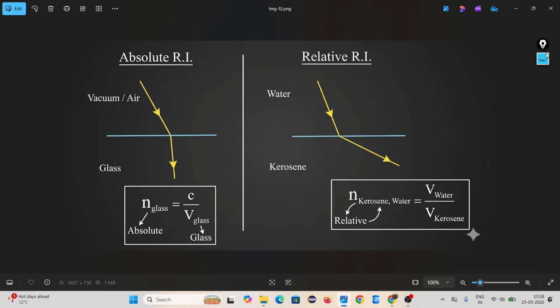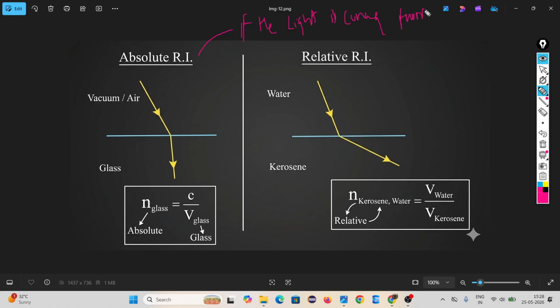Then come to the two types of refractive index. One is absolute refractive index, one is relative refractive index. Sir, what do you mean by absolute refractive index? If the first medium is, if the light is coming from air or vacuum, that time the refractive index is absolute refractive index.